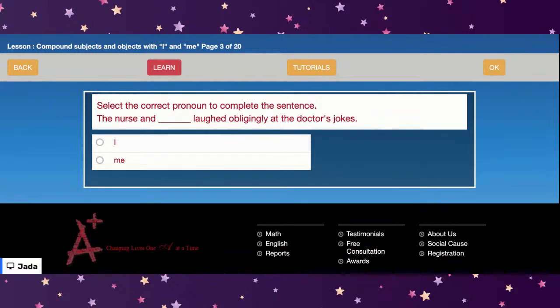So the nurse and Dash laughed obliquely at the doctor's joke. Which one? So you can say "I laughed." You can take away nurse and put the subject pronoun I, and it will still be good. Still makes sense.